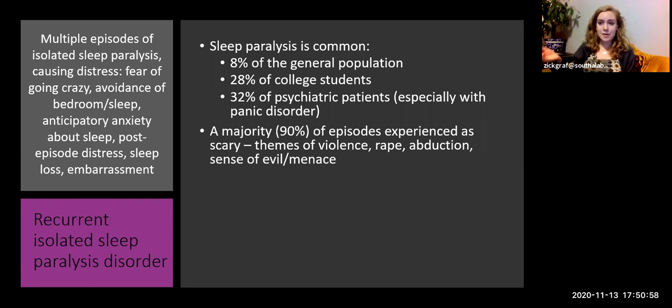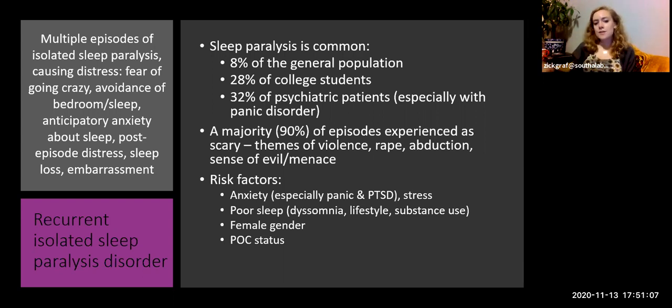But the majority of them are experienced as frightening because you're paralyzed, you can't breathe normally, you might feel like you're being levitated. It's a scary experience for most people, most of the time. Some risk factors that make it more likely that you'll have these episodes: anxiety and stress, poor fragmented sleep, whether it's because of a dysomnia like insomnia or obstructive sleep apnea, because of your lifestyle, like if you're a college student who's just not getting regular sleep or who's staying up late to study or go out a lot, or if you use substances like alcohol that can disrupt your sleep and interfere with your sleep quality.